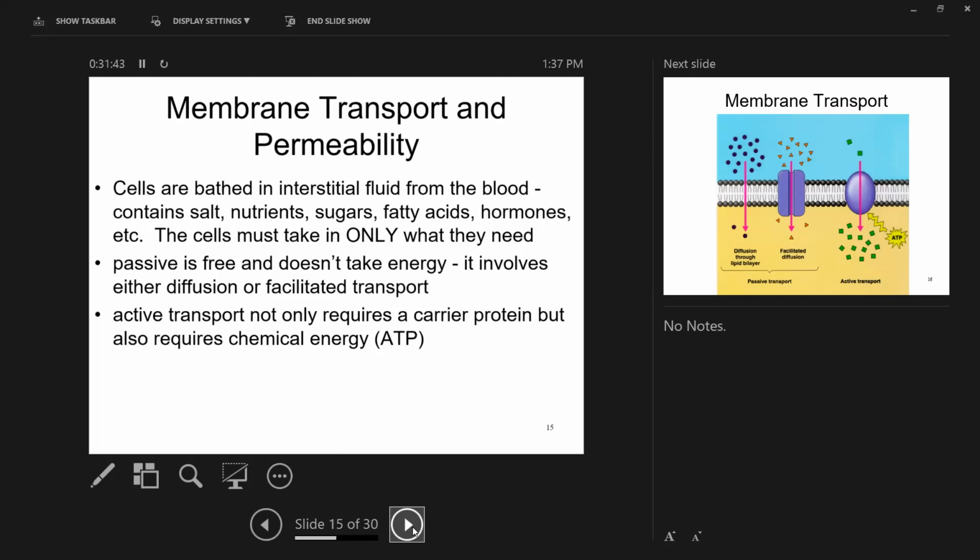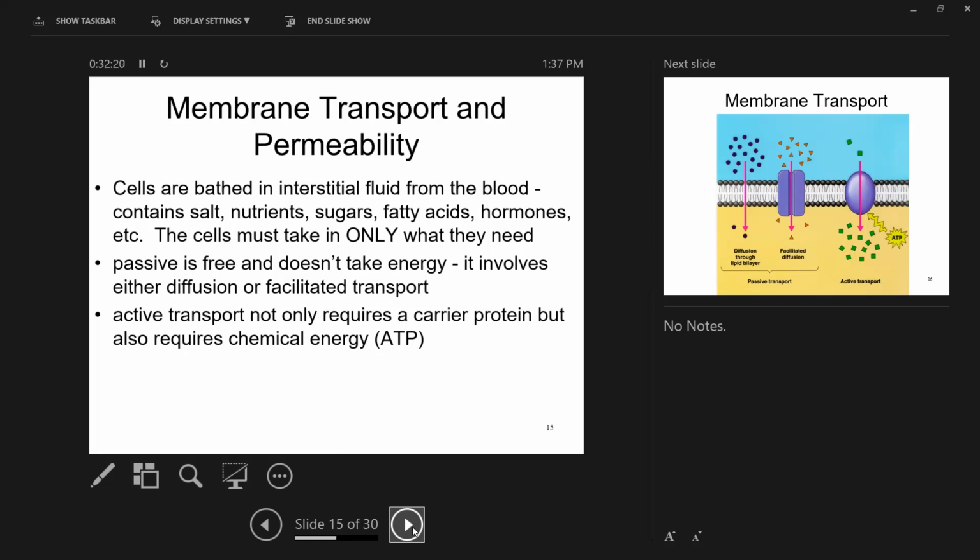Cells will take nutrients out of the interstitial fluid: oxygen, carbon dioxide, glucose. They will take in ions, sodium and potassium, and anything else they need. They will take what they need. They will then release waste products into the fluid, which is then absorbed, goes through the lymph system, and is then absorbed into the blood to be taken out for filtering and processing.